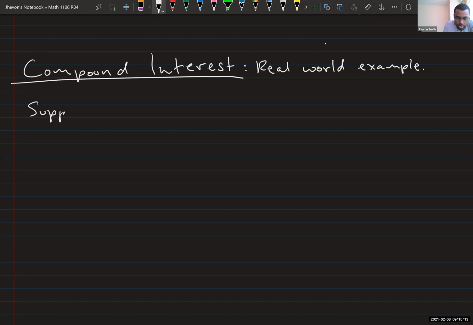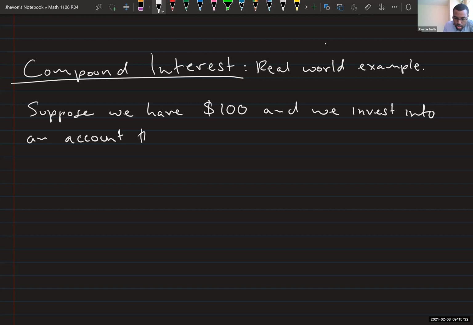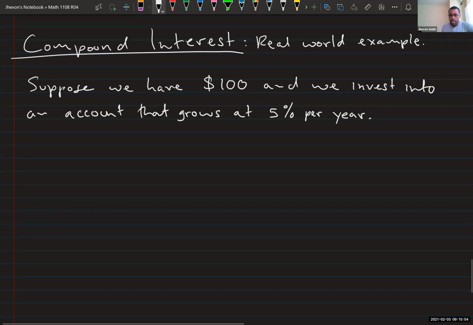Suppose we have $100 and we invest into an account that grows at, just putting some nice round numbers, 5% per year. No bank account is going to give you 5% per year. I know it's not a realistic example, but I just want to have some nice round numbers just so that you guys can get the idea. Here's what's going to happen.